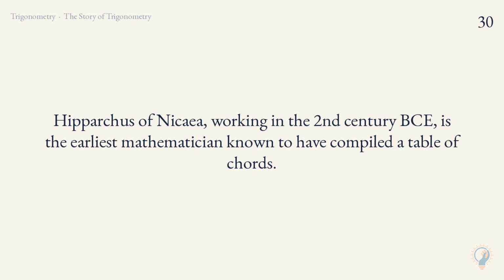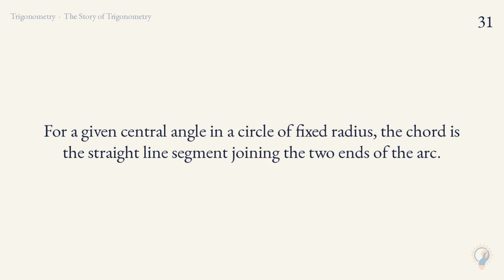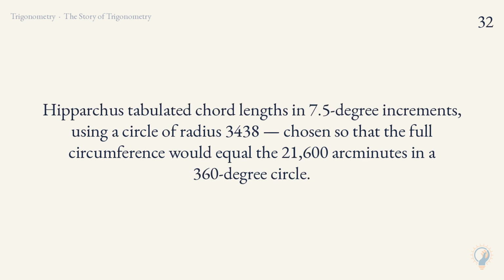Hipparchus of Nicaea, working in the 2nd century BCE, is the earliest mathematician known to have compiled a table of chords. For a given central angle in a circle of fixed radius, the chord is the straight line segment joining the two ends of the arc. Hipparchus tabulated chord lengths in 7.5-degree increments, using a circle of radius 3,438, chosen so that the full circumference would equal the 21,600 arc minutes in a 360-degree circle.